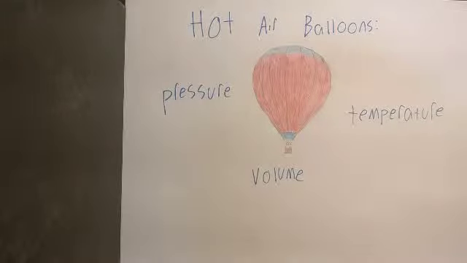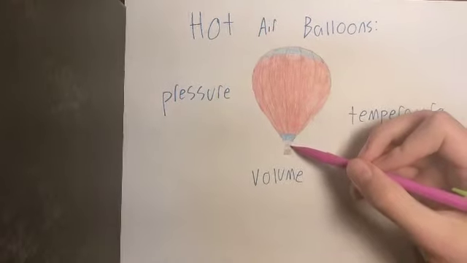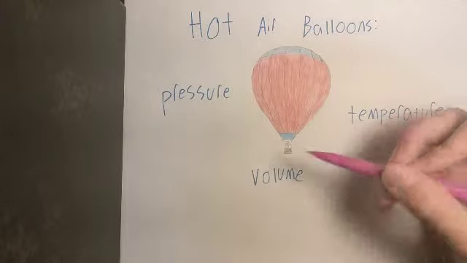I will be talking about hot air balloons and their application to the gas laws regarding pressure, volume, and temperature. So, how do hot air balloons work? Hot air balloons use heated air to fill up the balloon, called the envelope. The burner is the part that actually heats up the air by burning propane.